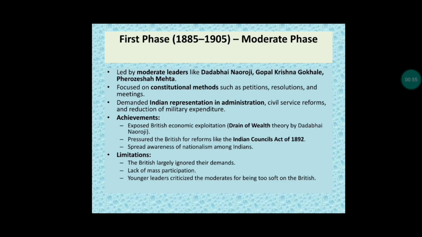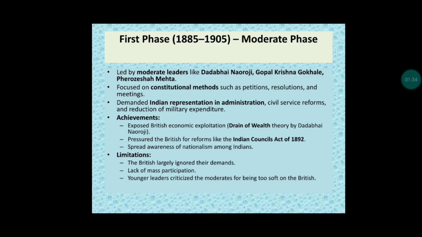focused on constitutional methods such as petitions, resolutions, and meetings, demanded Indian representation in administration, civil service reforms, and reduction of military expenditure. Achievement: exposed British economic exploitation, drain of wealth theory by Dadabhai Naoroji, pressured the British for reforms like the Indian Councils Act of 1892, spread awareness of nationalism among Indians.